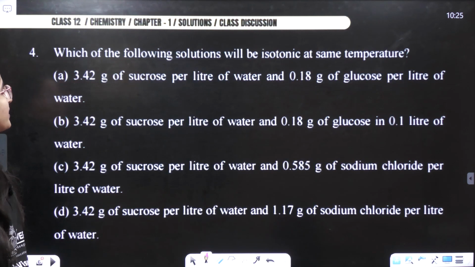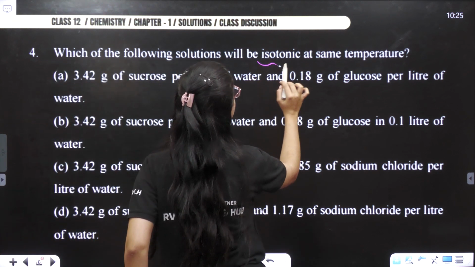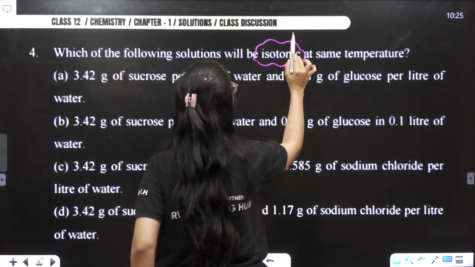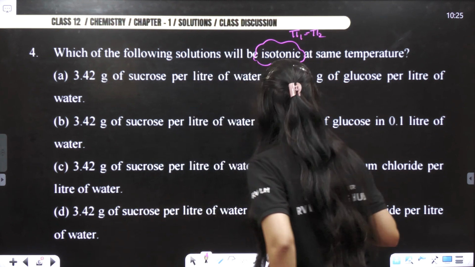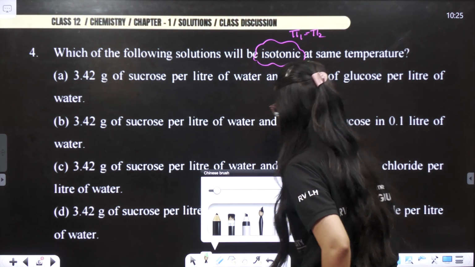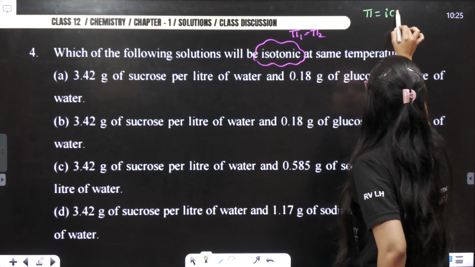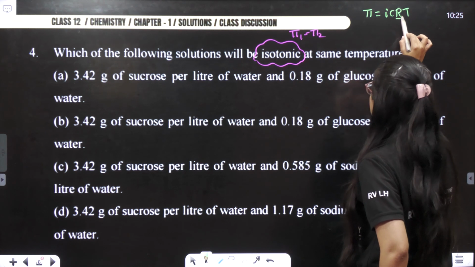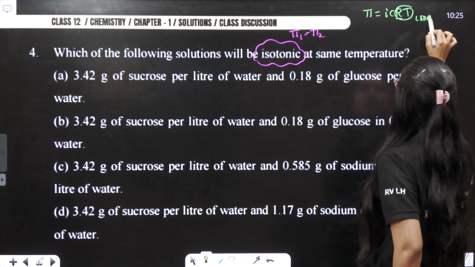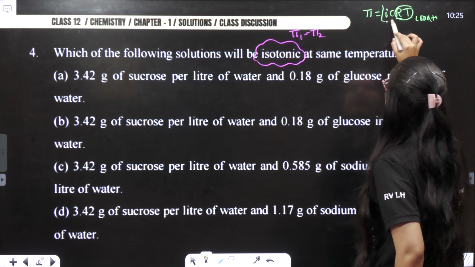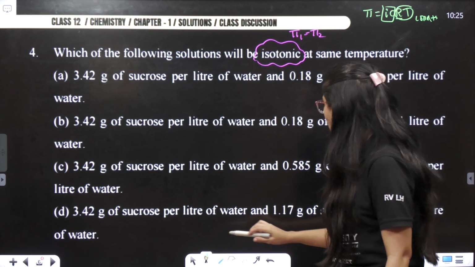Next question. Which of the following solutions will be isotonic at the same temperature? Isotonic means the osmotic pressure must be the same. As they are saying the same temperature, you know that osmotic pressure is equal to iCRT. R is the gas constant and the temperature is the same, so this value is constant. So what do we have to compare? We have to compare the values of i and C, correct? So here, let us move towards the options.